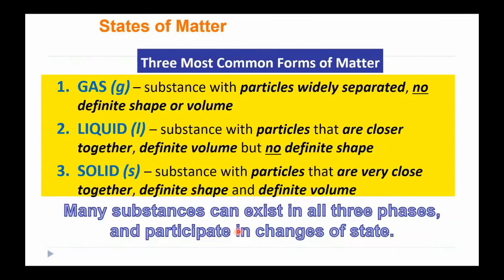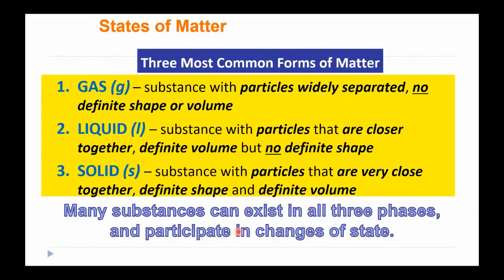A liquid, however, is a substance with particles that are close together. They're in motion. They have a definite volume, but they only take up the shape of the container that they're in. A solid has substance with particles that are very close together. They have a definite shape and a definite volume. Many substances can exist in all three phases and can participate in phase changes.